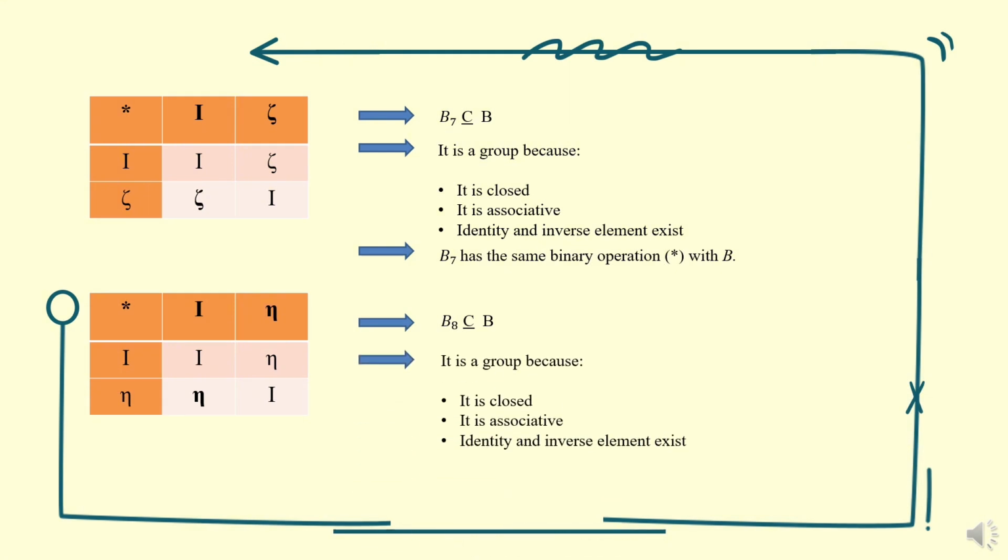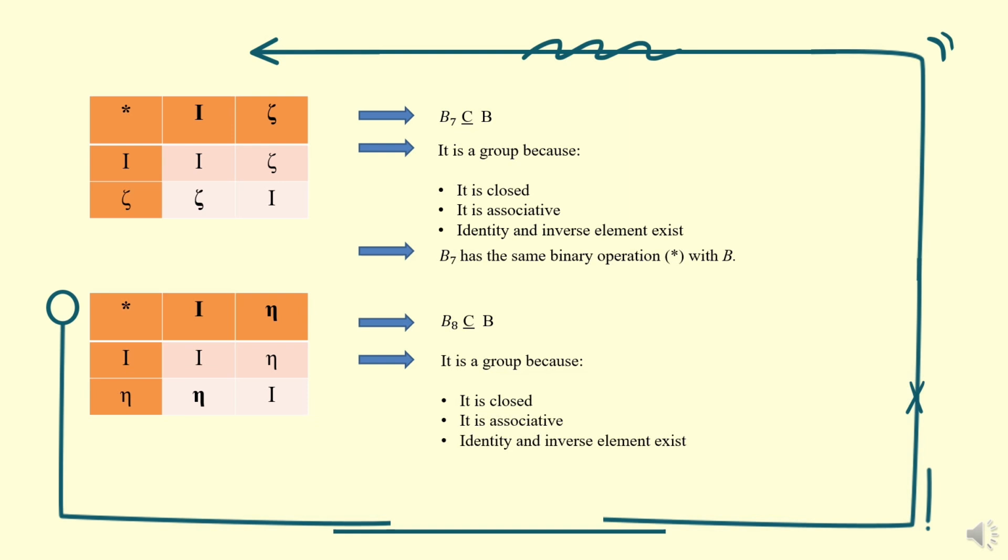It is a group because it is closed. Yes, because the outcome of each element in this table is closed, it belongs to themselves. They themselves belong here in this table. For example, I star I is I, and Roman numeral I star eta is eta. So, themselves exist in this table. That's why it is closed.